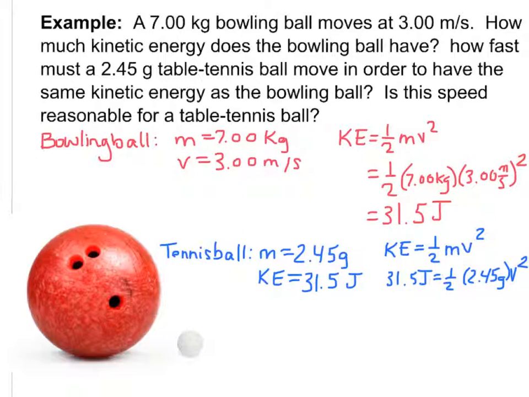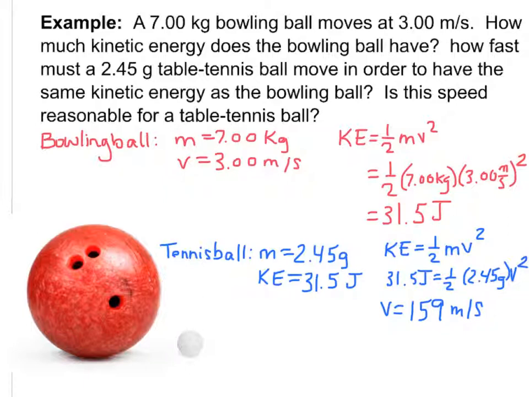So I'm going to use the same formula. Kinetic energy equals 1/2 mv squared. I'm going to plug my values in for the mass and for the kinetic energy, and then I'll calculate what V is going to need to be. Remember, it's V squared, so I will need to do all the math and then take the square root. Once I get the velocity squared on one side of the equation, I can take the square root of both sides, and I get V equals 159 meters per second.